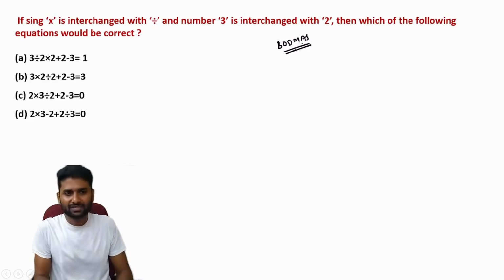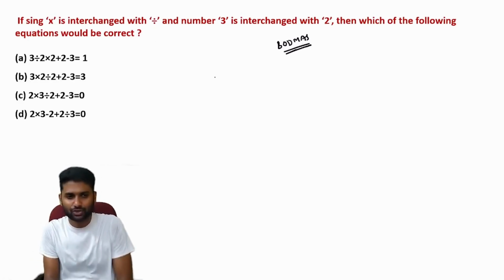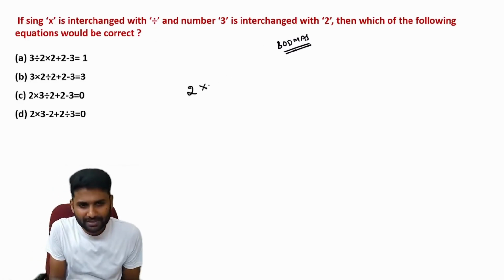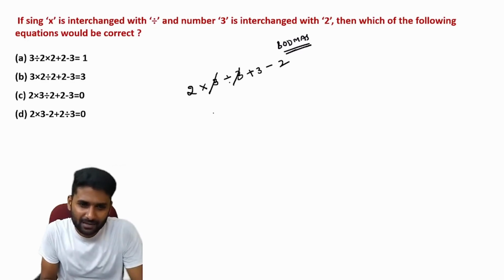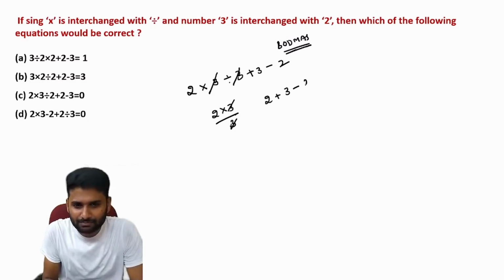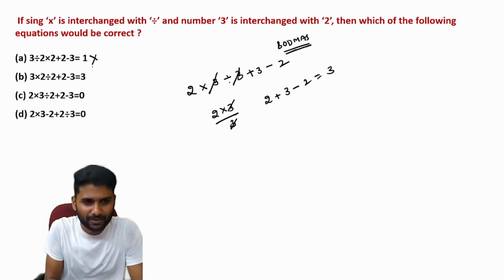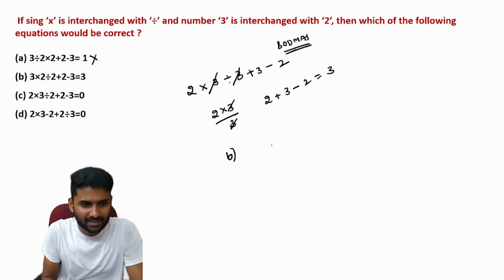So interchange multiplication with the division, 3 with 2. 2 into 3 divided by 2. Guys, 2 should be a 3, right? Plus 3 minus 2. 3 and 3 cancel. So 2 into 3 divided by 3. 3 and 3 cancel. Then we have a value equal to 3. So this is wrong. Let's check with the option B once again.